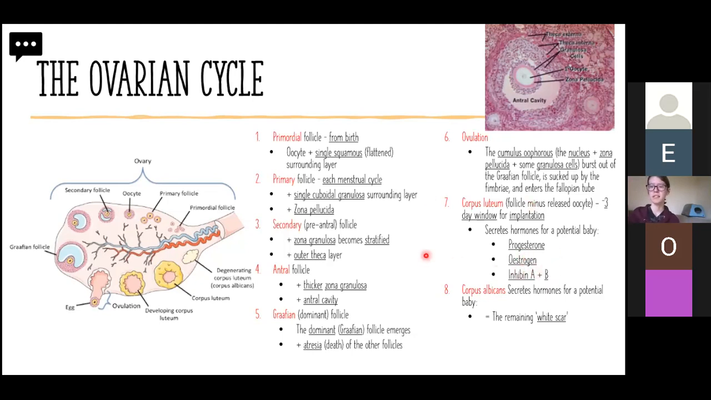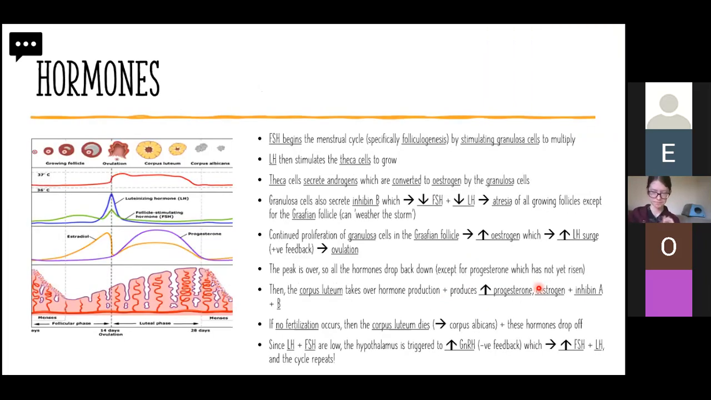Now the corpus luteum will only stick around if after a while you get some HCG, which is that thing you test for in pregnancy, is that HCG. If it doesn't get that, then it will die and it'll become the corpus albicans, which is basically just a white scar. All right, hormones. So this is the complicated bit.